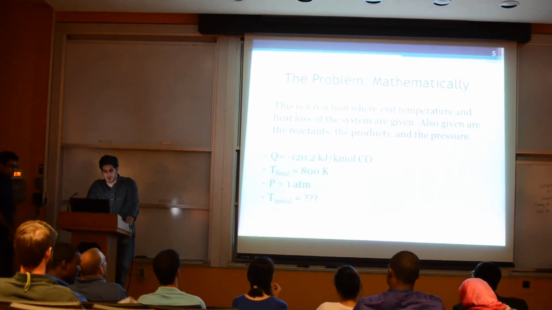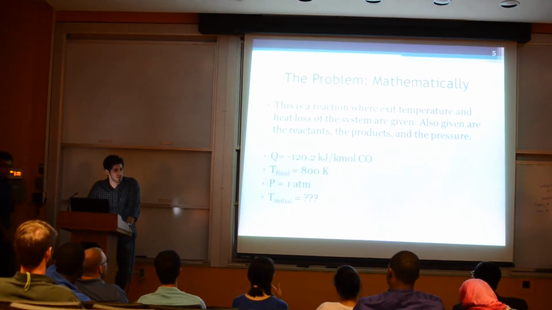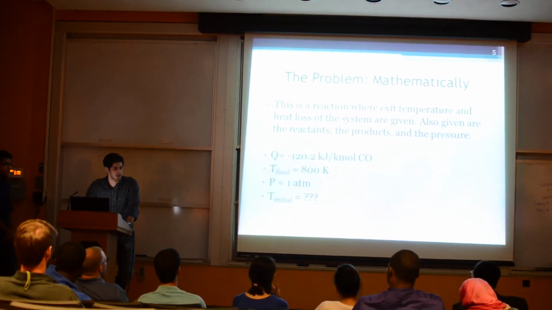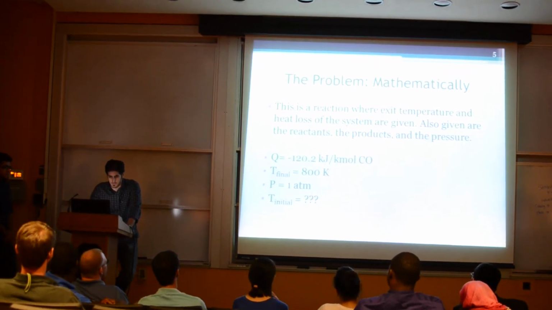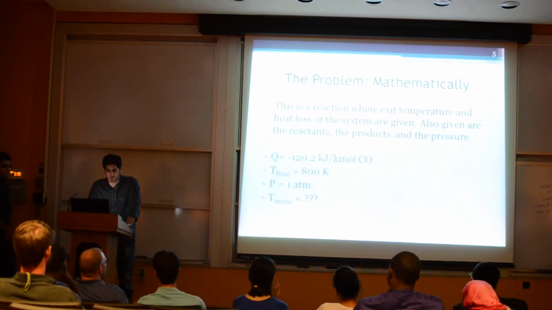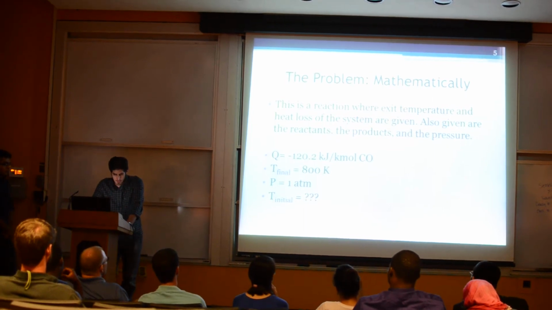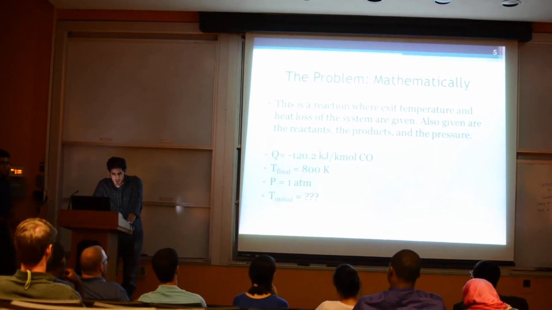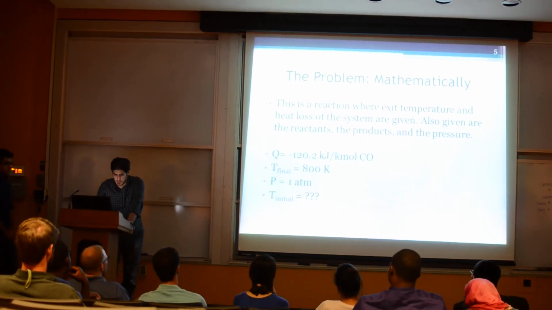we have to find out what is given to us and what we really need to solve for, and what calculation of data is required to basically come up with that ultimate answer. They've given us heat loss, so we automatically know that's a negative sign for Q, negative 120.2 kilojoules per kilomole of CO. Our final temperature is 800 Kelvin, pressure is constant at 1 atm, and we're solving for initial temperature.